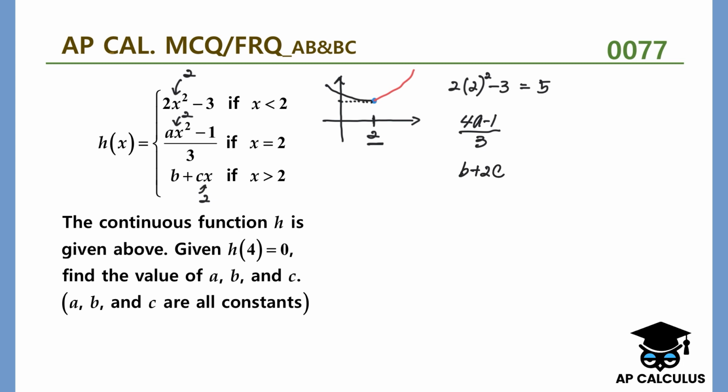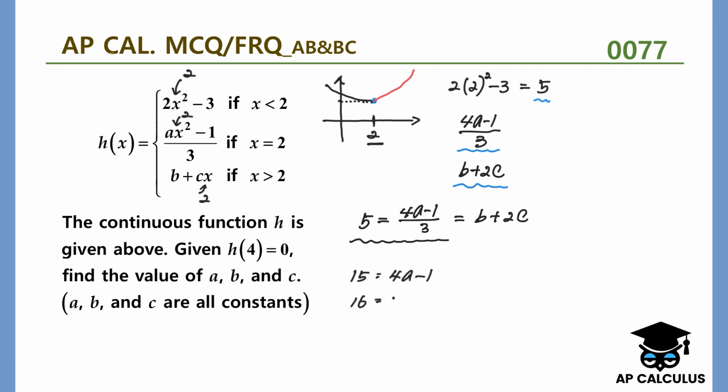So this value is equal to this value, and it is also equal to this value right here, right? So let me rewrite the equation. 5 is equal to 4a minus 1 over 3 is equal to b plus 2c. If we solve this equation, that's going to be 15 is equal to 4a minus 1, 16 is equal to 4a, so a is equal to 4. So a is equal to 4, right?